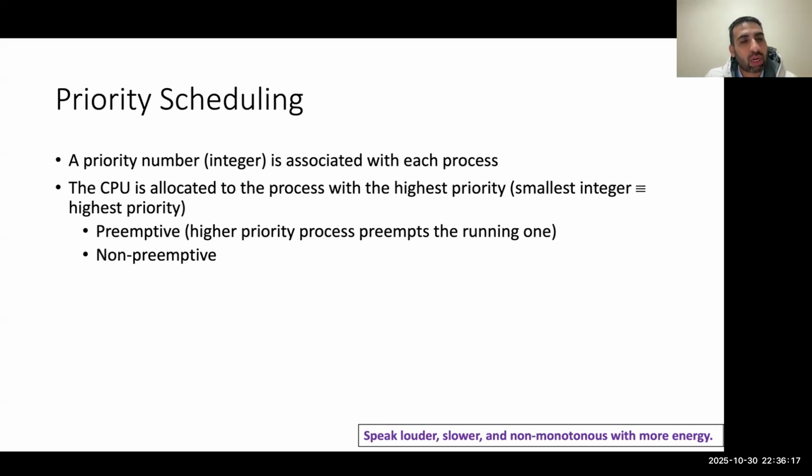Another version of priority scheduling is where we don't use preemption. For example, let's say process A has higher priority than process B, and currently process B is running. While process B is running, process A becomes ready, but process A will not preempt process B because process B is already running.